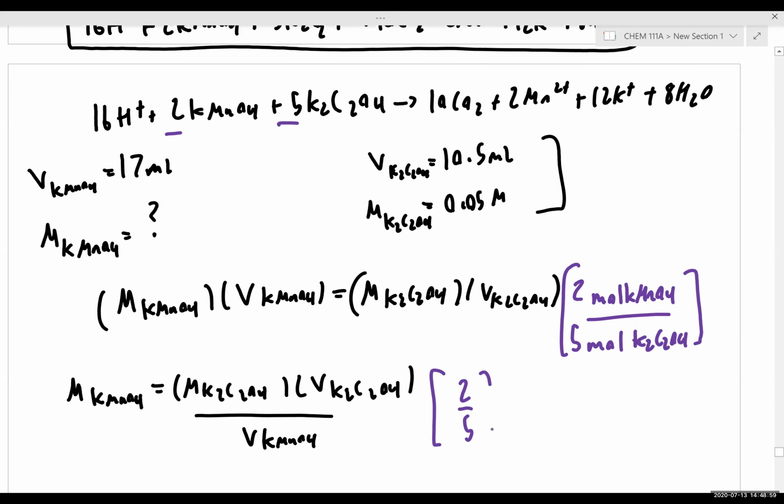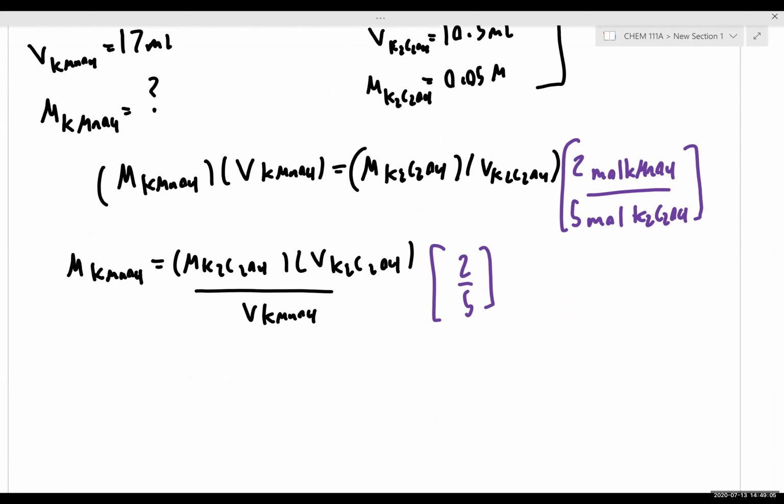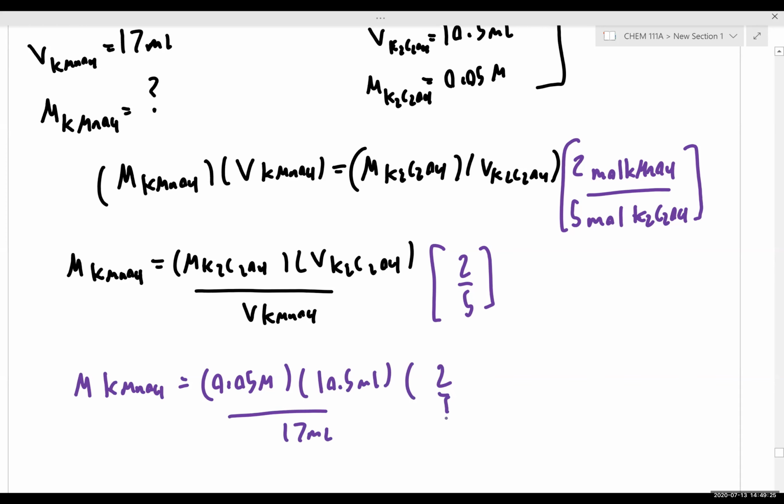Times 2 over 5. And now punching this into our calculator, we'd have the molarity of potassium permanganate is equal to 0.05 molar times 10.5 milliliters over 17 milliliters times 2 over 5. And that in turn gives us 0.012 molar potassium permanganate that we round to 0.01 molar following sig-fig rules.